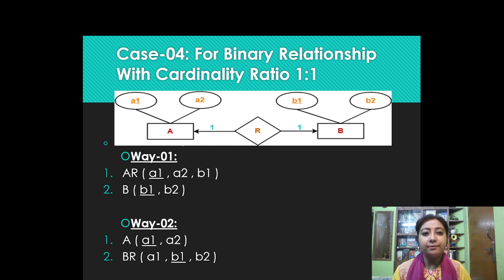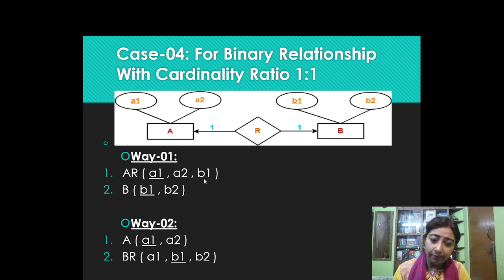And next is case number 4. The case number 4 is the binary relationship with cardinality ratio 1:1. In this case, both are the weaker side, so two ways can be applied. One is, if A is combined with the relationship R, then the attributes will be its own attributes A1, A2, and along with that B1 can come as a foreign key.